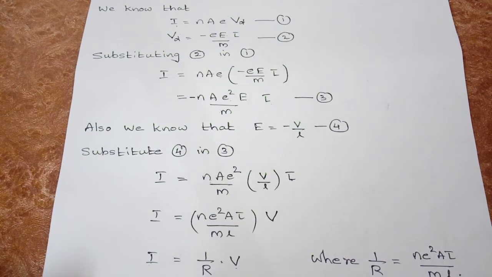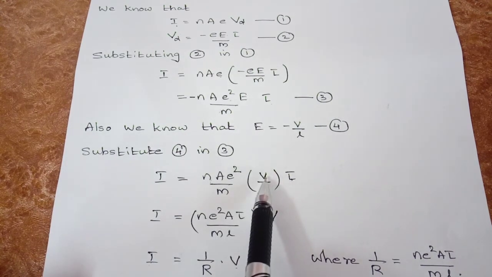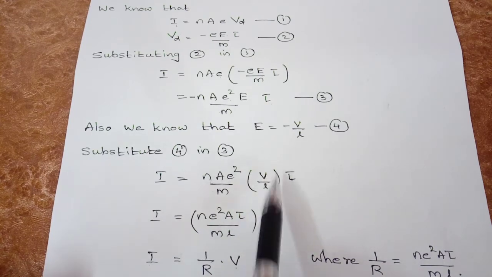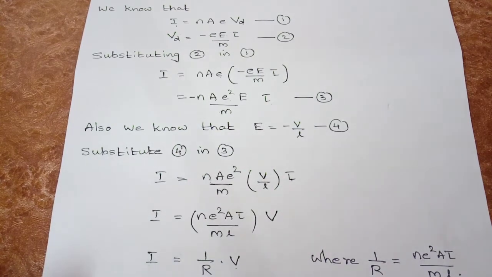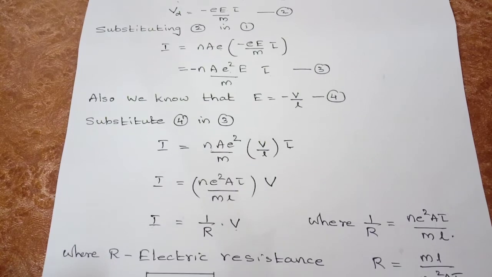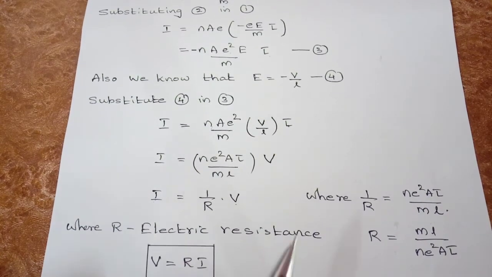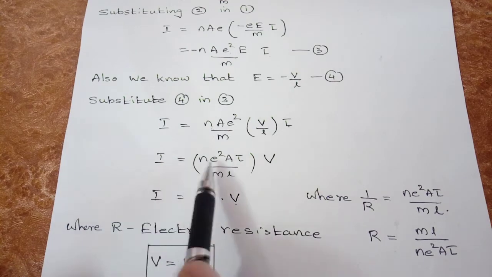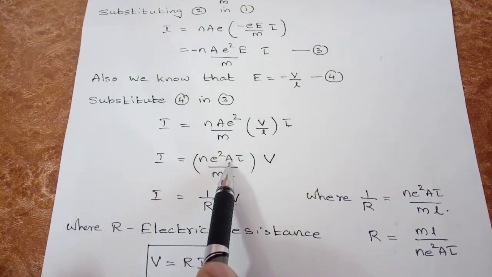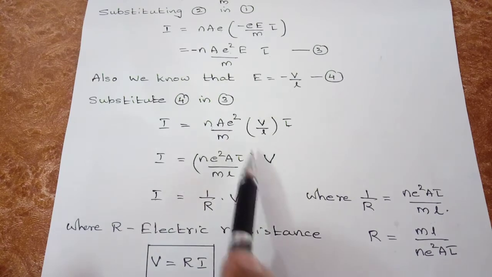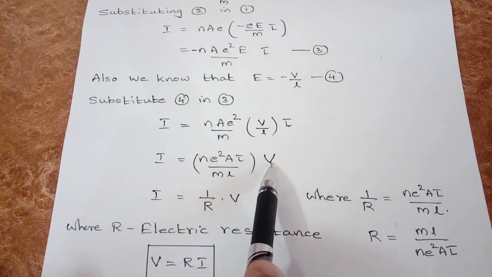So I am grouping this equation by keeping V only outside and all other quantities inside the brackets. When I keep V, the voltage across the conductor, outside and all other quantities inside the bracket, I will get I is equal to n e square A tau by m L into the voltage V.